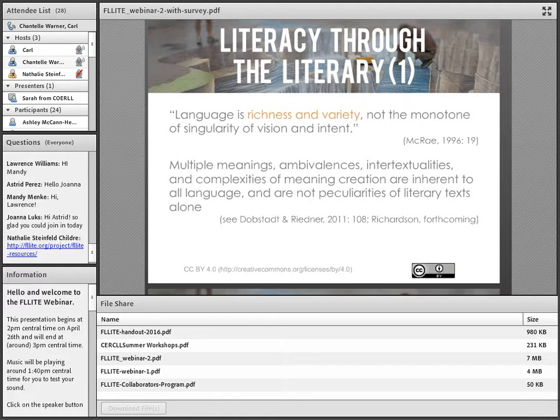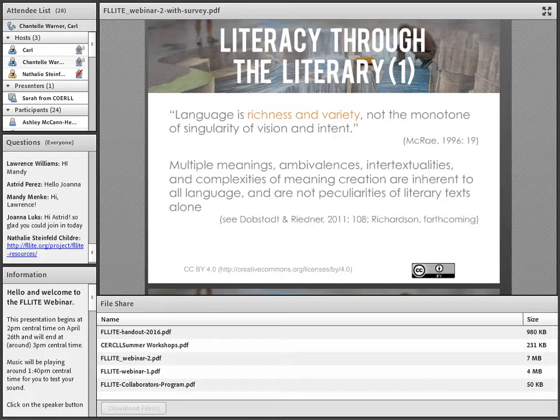Through the kinds of literary play I laid out before and which we discuss in the approach, we teach language as richness and variety, as something that language users creatively design, not as merely information that we convey with a sort of monotone singularity of vision and intent, to paraphrase John McRae. In other words, the multiple meanings, ambivalences, intertextualities, and complexities of meaning creation, which many might readily associate with literary texts, are not peculiarities of literature alone, but they're inherent, we believe, to all language, from casual conversation to presidential speeches, from text messages to poems, from novels to video games.